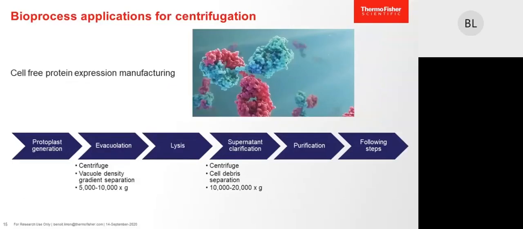This is the last example I have for you guys. This is the cell-free protein expression manufacturing, and in this case the cells are evacuated on the density gradient. The vacuole is removed from the cell, maybe 5 to 10,000 G, followed by the lysate, and then the clarification is also using some centrifuge, followed by the purification and the following steps.